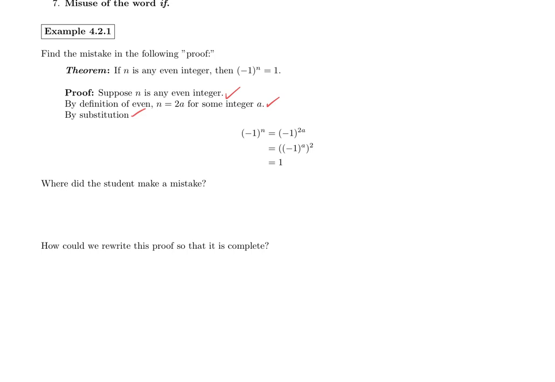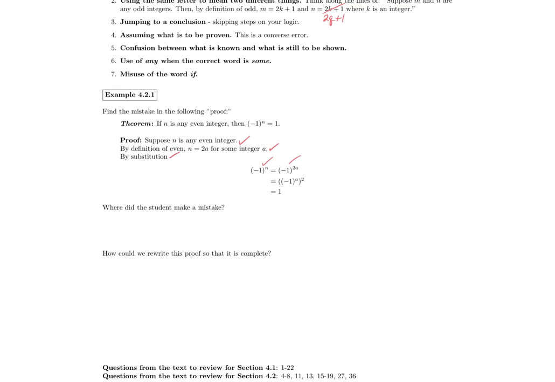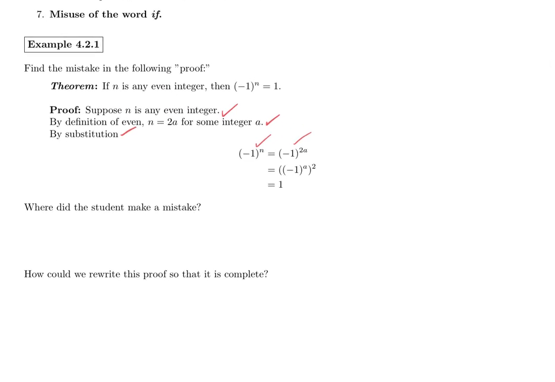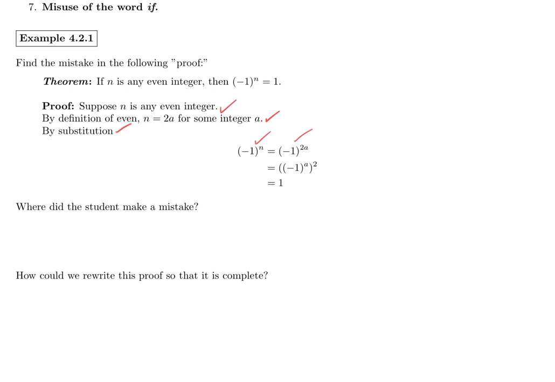We said -1 to the n equals, and that's good. And we substituted in n is 2a. So far, so good. Then we said that equals (-1 to the a) quantity squared, and we said that equals 1. I had a box on there that I think disappeared. There was a box there to show that it was done. So assume that that is there as well. I think when I downloaded it, it sort of disappeared.